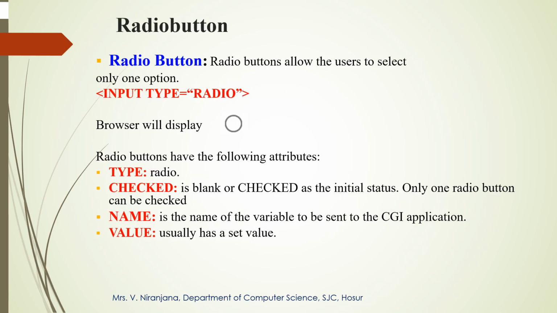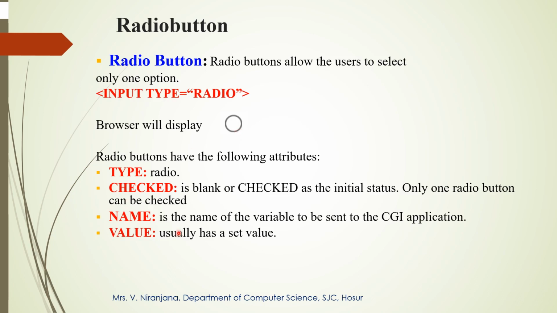The next thing is the radio button. This is also called an option button. So input type equal to radio. If you give it like this, a circle will appear. When you click on it, it will be selected, that is, it will be checked. A dot will appear in between, showing that it is checked.